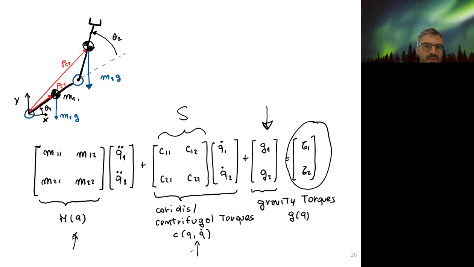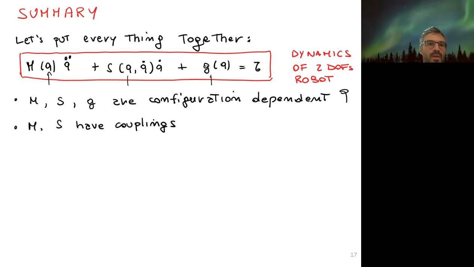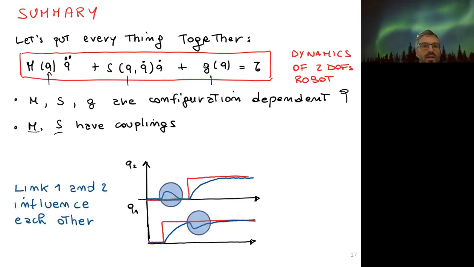To summarize, this is the expression. We see here the M matrix as dependency on Q, as S matrix and G matrix. They are configuration dependent. Both the M matrix and the S matrix have couplings, they are dense. And these couplings show up in a peculiar way.